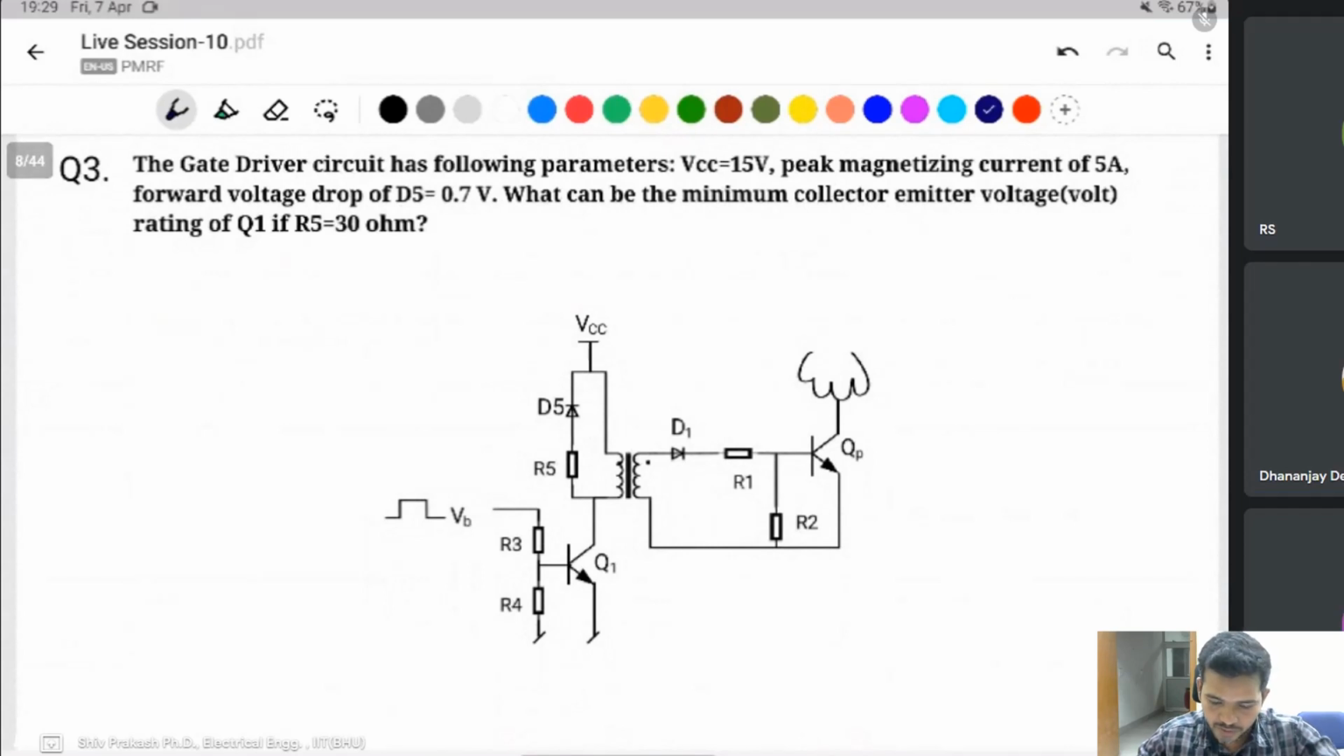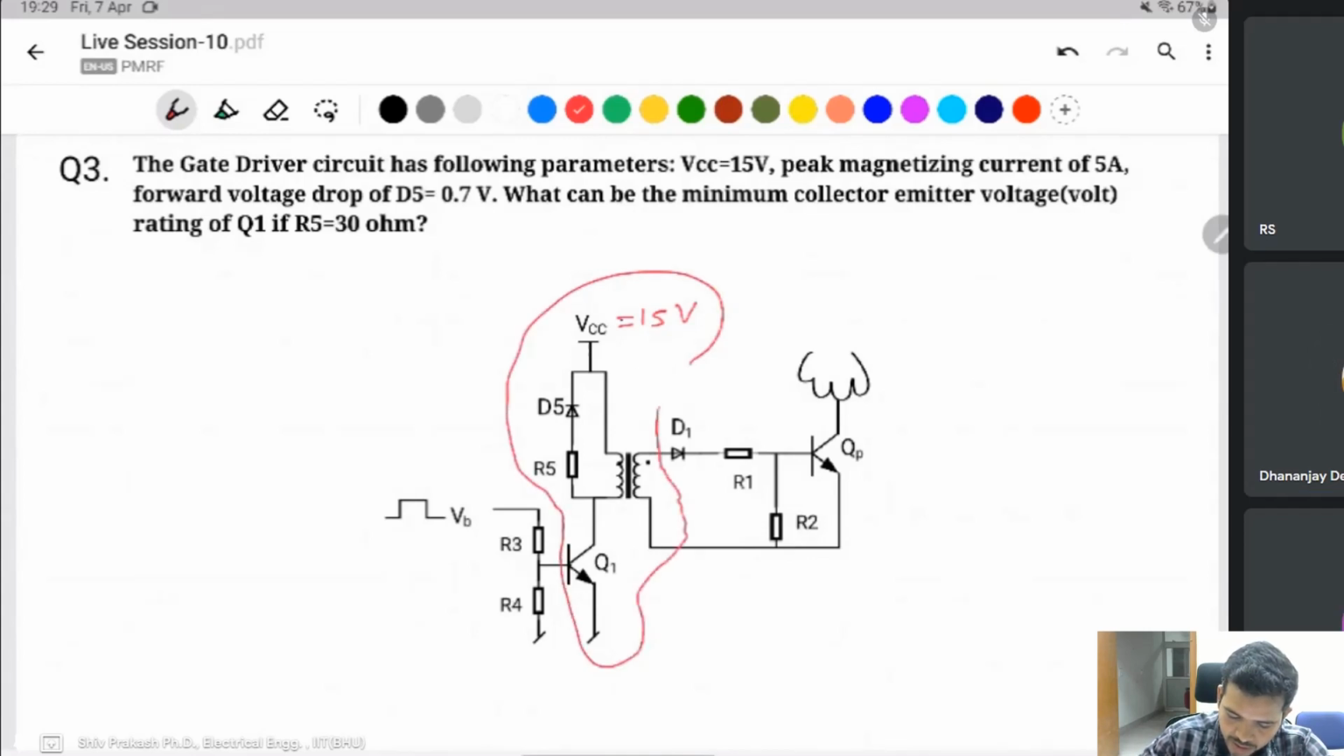The second question, we take the gate driver circuit given here. The following parameter, like VCC, is 15 volt. If you observe this one, this looks like a flyback converter. It is a forward converter. No, no, flyback converter, not a forward converter. The dot conventions are same here for primary and secondary. No, that is not given in this one. That converter is different.